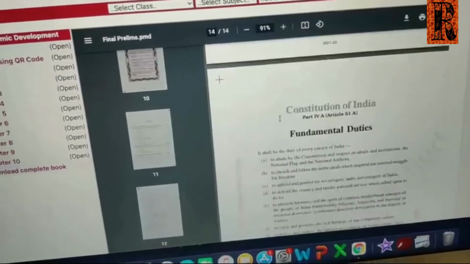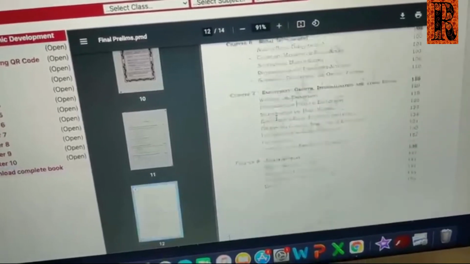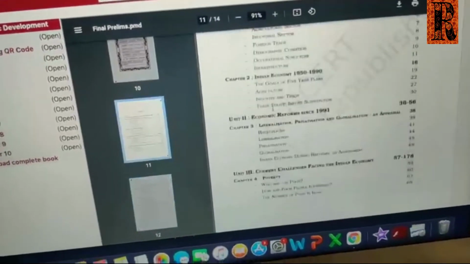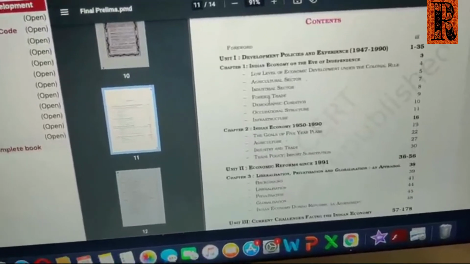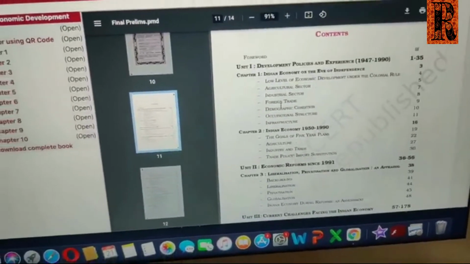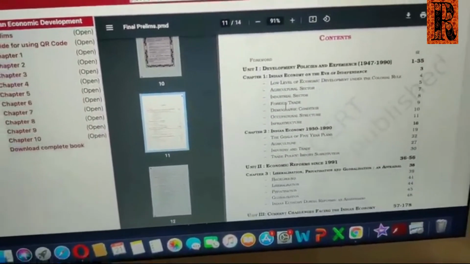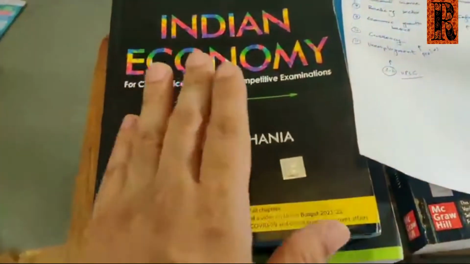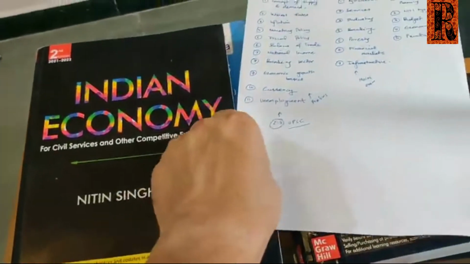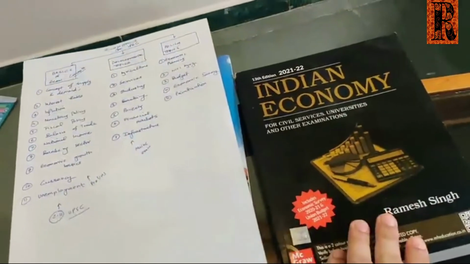So all these chapters, there are 10 chapters in this book, about a 200 page book. All these you should read chronologically from unit 1 to the final unit of this book. This is a very highly recommended book. If you read this book properly, then there are some overlapping chapters both in the Nitin Singhania book and in the Ramesh Singh book.